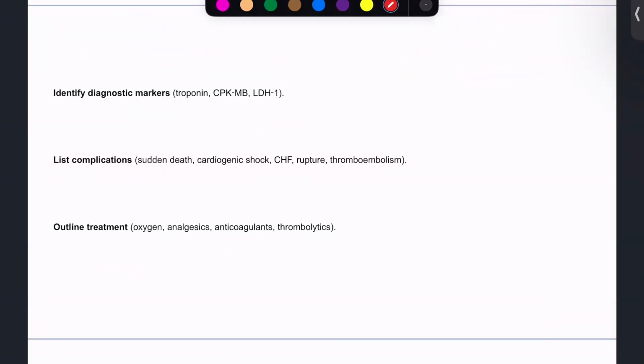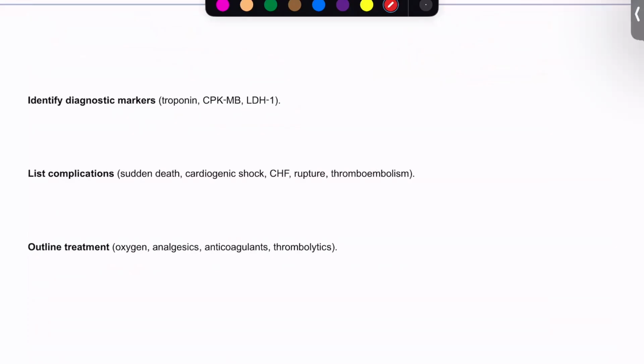Okay. So MI treatment. The diagnostic markers, we pretty much talked about that in the last little bit here. So these are the ones you're going to want to look for, but mostly troponin, that's your big one. The complications of an MI, obviously sudden death, cardiogenic shock, congestive heart failure, thromboembolism. All of those are complications of what happens after an MI.